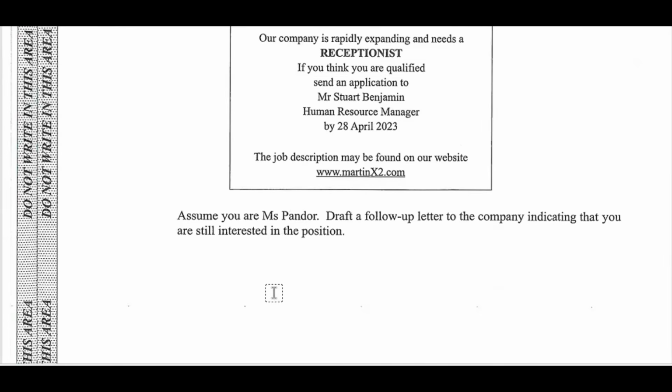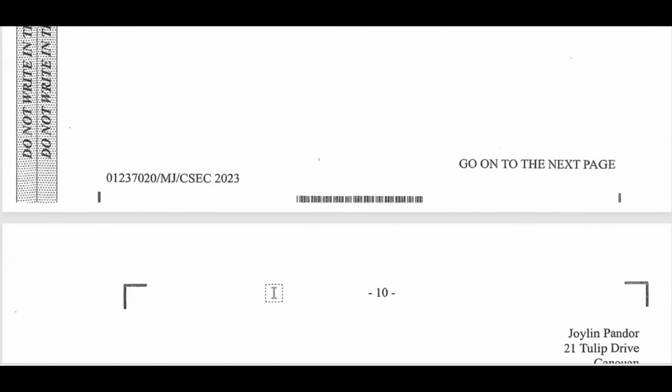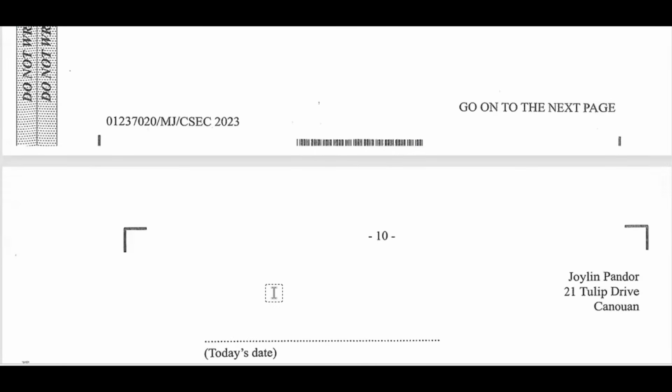Nice. So this question comes from communication. What you have to know here is the structure of a letter. What comes first, what goes second, third, fourth, etc. Now the structure of the letter is the letterhead. The letterhead entails who the letter is coming from. Now the question says for us to assume we are Miss Pandora and we are drafting up a follow-up letter. So if we are Miss Pandora, the letter is coming from Miss Pandora. So the letterhead needs to have Joylyn Pandora. It's so nice. They did the letterhead for you already.